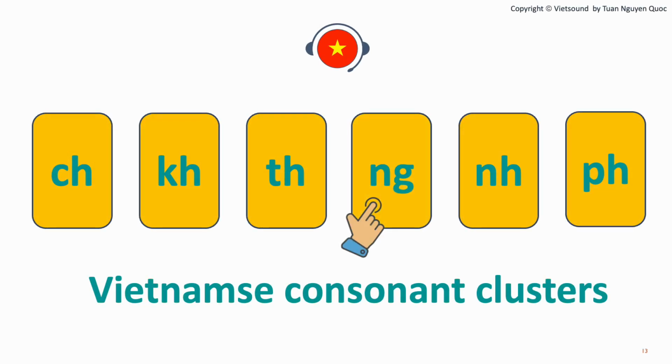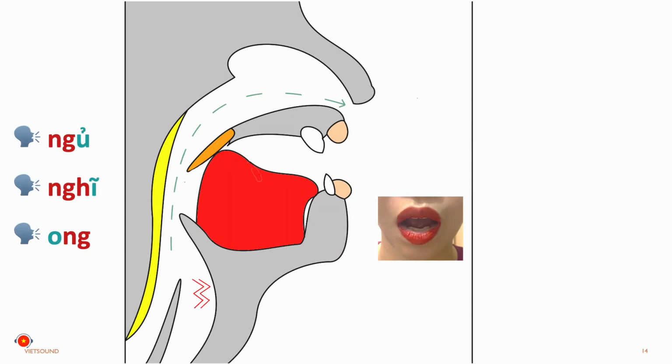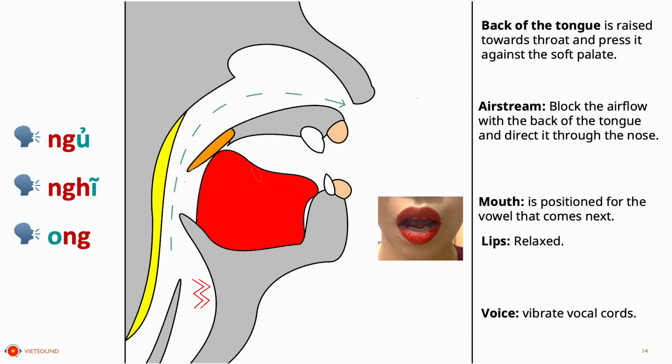The ng sound. The ng sound can occur at the beginning of the word and be spelled by the letters n, g, like in the word ngủ, or can be spelled by the combination of three letters n, g, h, like in the word nghĩ. In the second part of this video, I'm going to talk about the ng ending, like in the word ong.